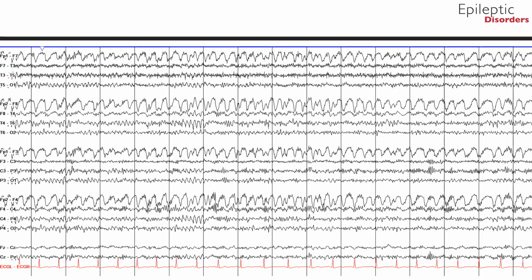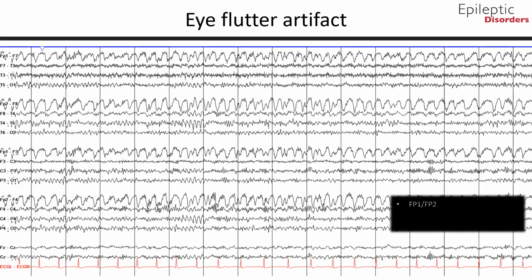In this bipolar montage, we will look at eye flutter artifact. Specifically note the rhythmic 2 to 3 Hz oscillations with the restricted field to FP1 and FP2, fitting the distribution of eye movements on EEG. Additionally, note the 8 Hz PDR suggesting wakefulness in this patient, outlined by the red circle and the star.